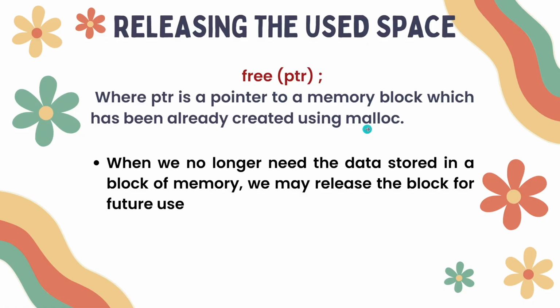And this is how we release the used space. Whenever we feel that the memory which we had allocated earlier with malloc is no longer required, we can make a call to the function free, passing the associated pointer with respect to malloc. So in our case, if we have already allocated memory with malloc and p is the pointer pointing to it, then we specify free of p here.